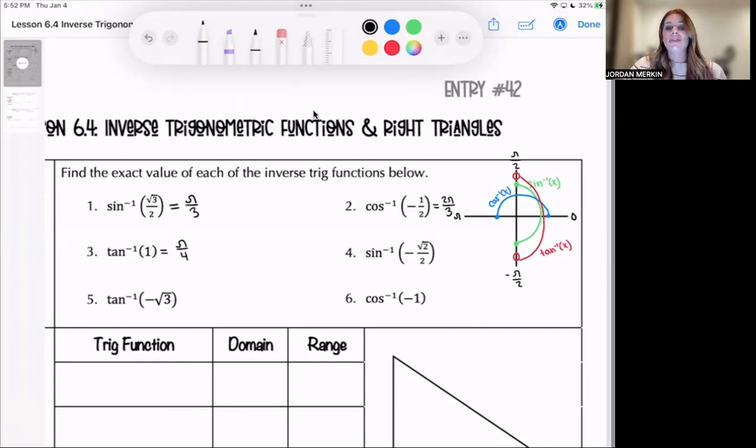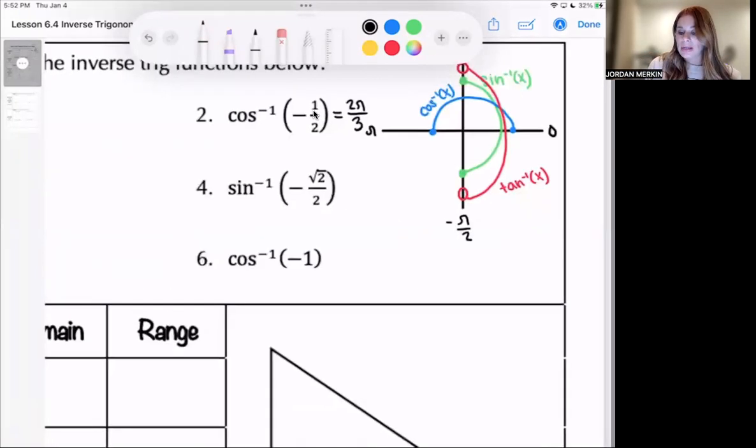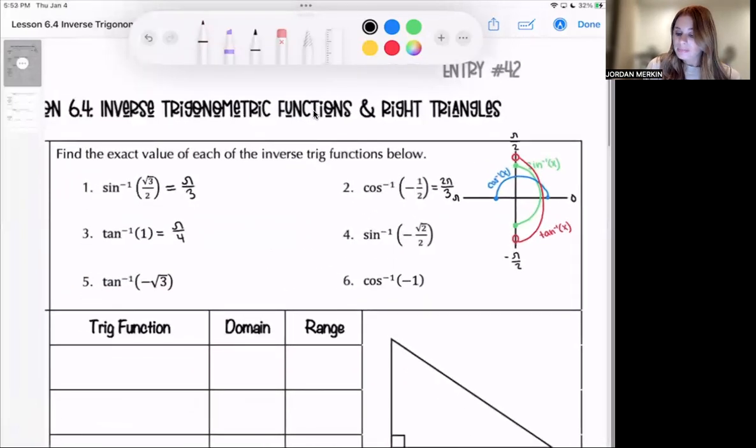Okay, number 4 is asking you where in quadrants either 1 or 4, since it's inverse sine, is your y coordinate negative √2/2. Well, that's going to be in quadrant 4, and that's going to be at negative pi/4. Be careful, it's not 5 pi/4, because our range is from negative pi/2 to pi/2.